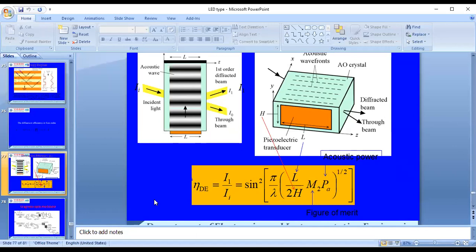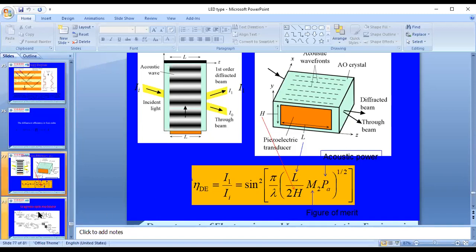In this acousto-optic modulator, the analysis of diffraction efficiency is very important. Okay, that diffraction efficiency depends on whatever crystal we use and whatever piezoelectric transducer, its length, height, and figure of merit, and whatever power is used for that crystal. Those things decide it.